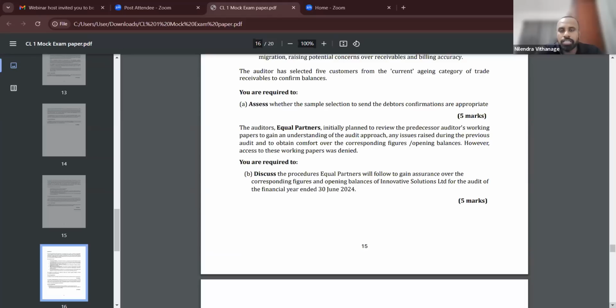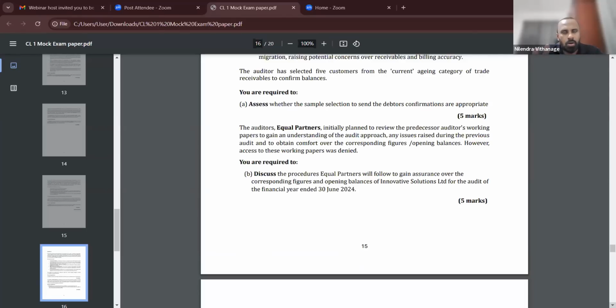The auditors of Equal Partners initially planned to review the predecessor auditors' working papers to gain an understanding of the audit approach and any issues raised during the previous audit, to obtain comfort over corresponding figures or opening balances. However, access to these working papers was denied. The previous auditor's working papers were not given. Students, what are the procedures you have to do?